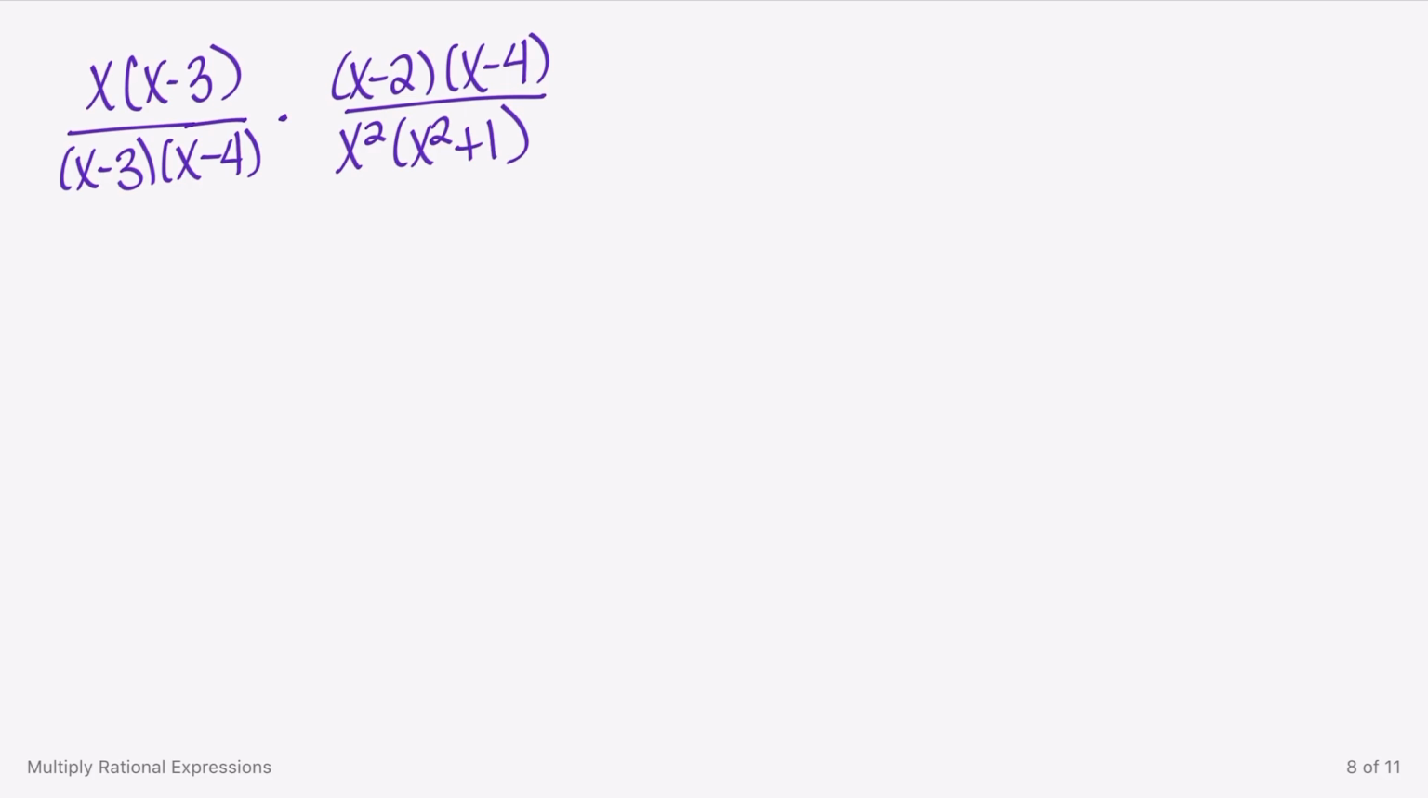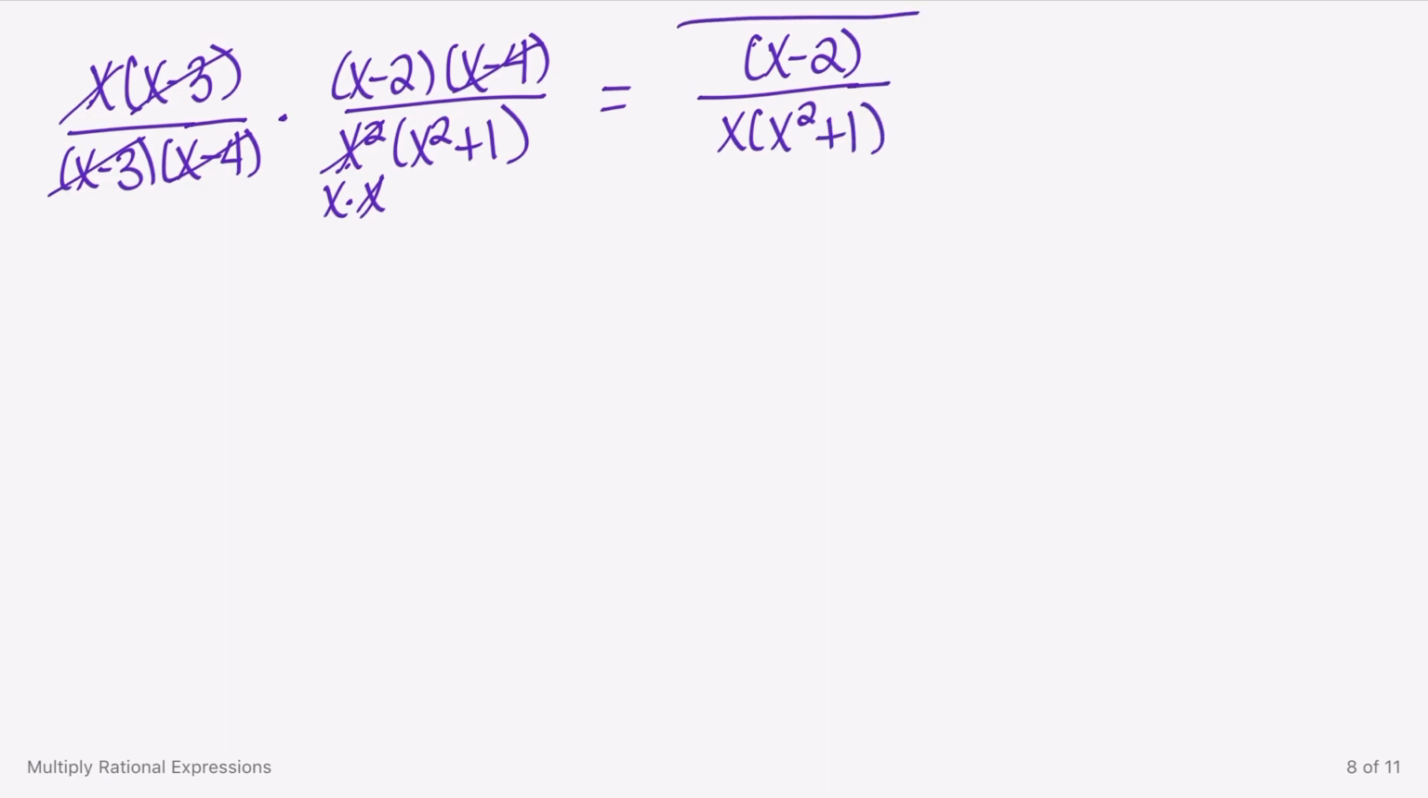So now let's cancel out all our common factors. So we have an x minus 3 and an x minus 3. We have an x minus 4 and an x minus 4. And now we have an x and an x squared, so I can factor out one x, right? This x squared is basically x times x. So I can cancel one x, and so that leaves me with just x. And then everything else cannot be further simplified. So in the numerator, we just have left an x minus 2. And then in the denominator, we have x times x squared plus 1. And that is our final answer.